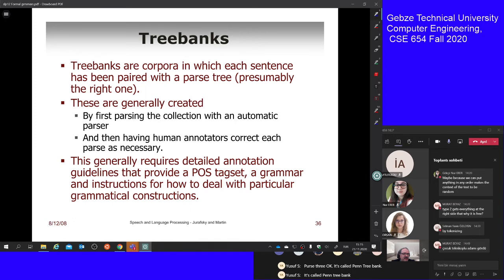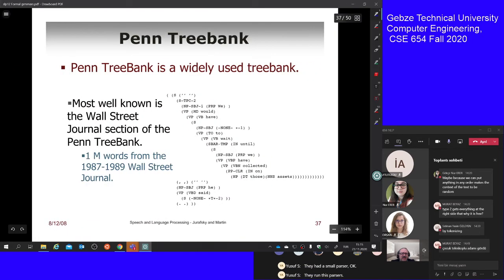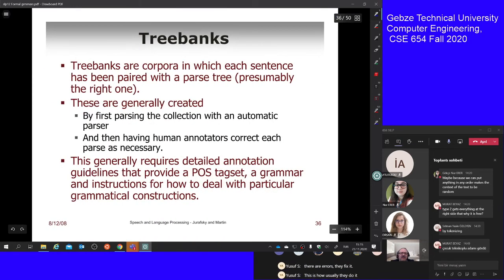So how did they do this? They had a small parser. They run this parser, they get this tree, and somebody, or two or three people, go over this tree. If there are errors, they fix them. This is how they usually do it. They first parse the collection with an automatic parser, then human annotators correct each parse as necessary. And of course, this depends on the part of speech tag set.